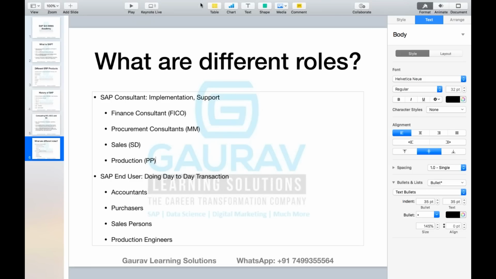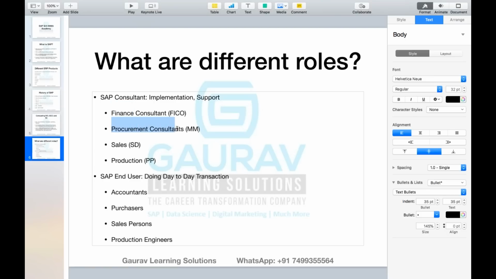So as a consultant, again, you don't need to know everything. You need to know your own area. If you are a FICO consultant, you need to understand what is there in finance. In finance, there will be GL, AR, AP, asset accounting, bank accounting. These are the things which will come under finance.